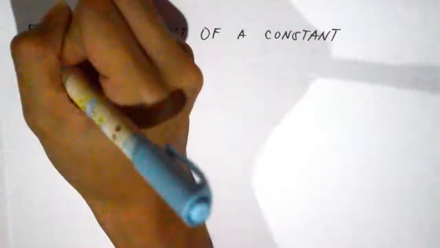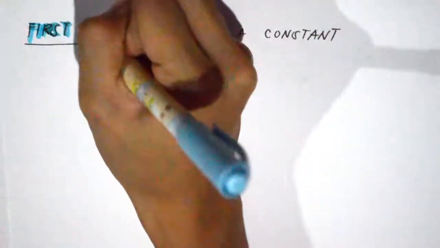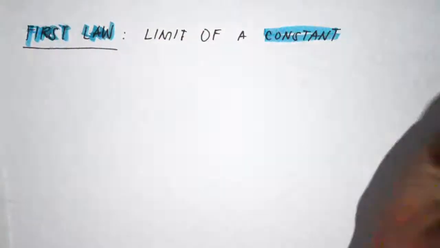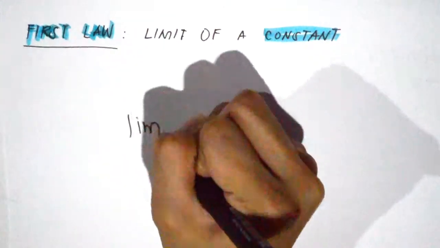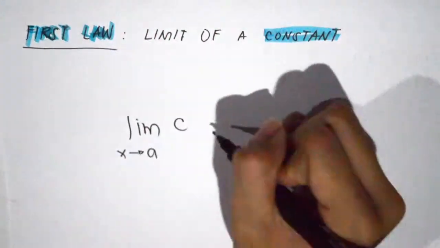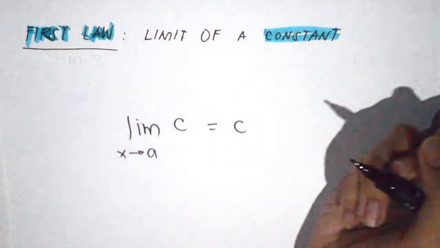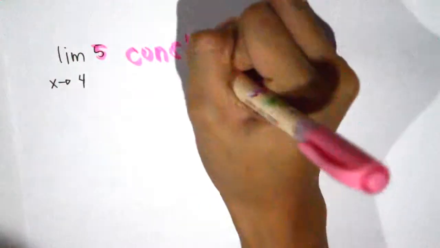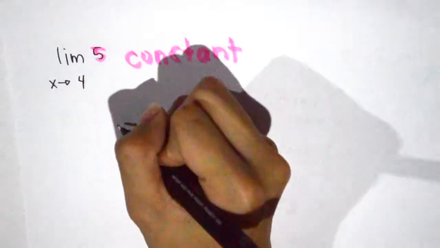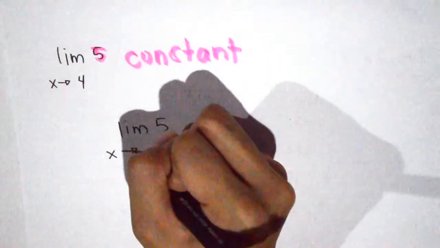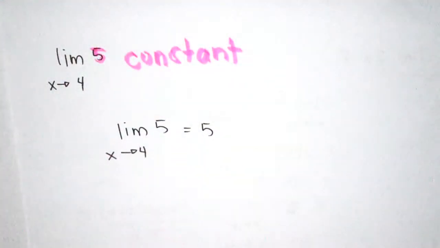The first law states that the limit of a constant is that constant. This is illustrated by the limit of c as x approaching a is equal to c. For example, we will find the limit of 5 as x approaching 4. In this function, since 5 is constant, the answer will be itself.